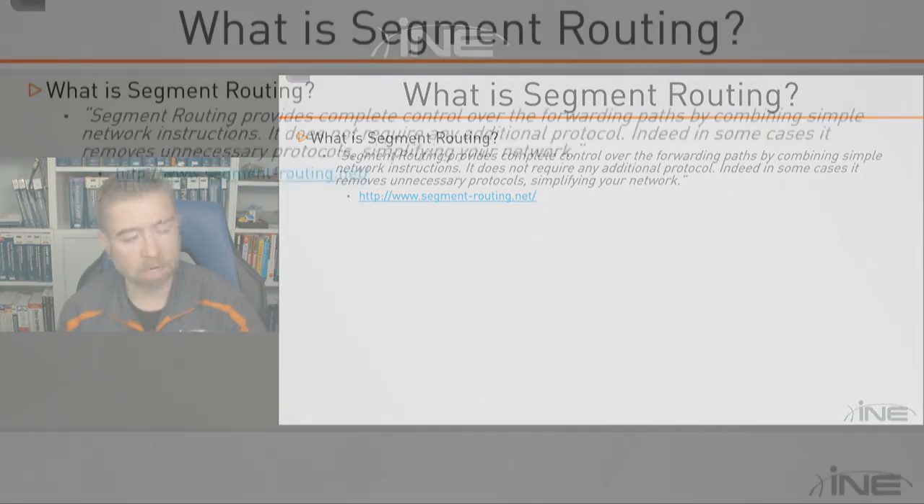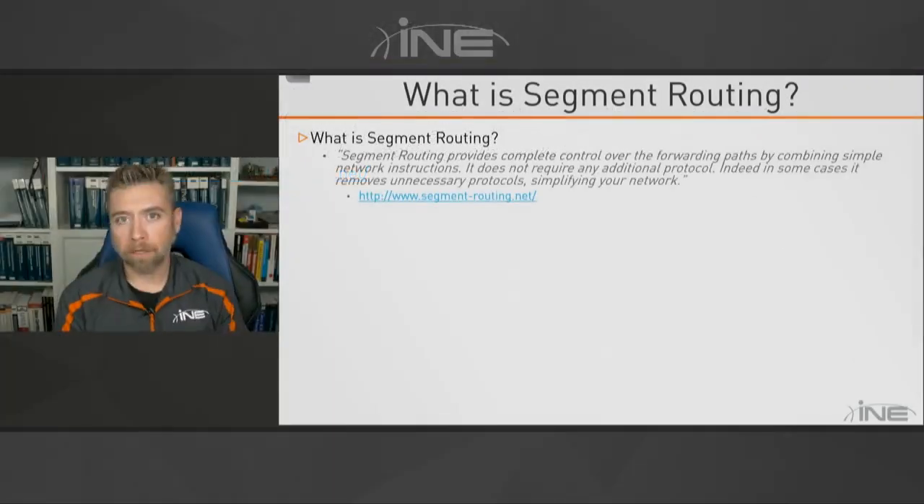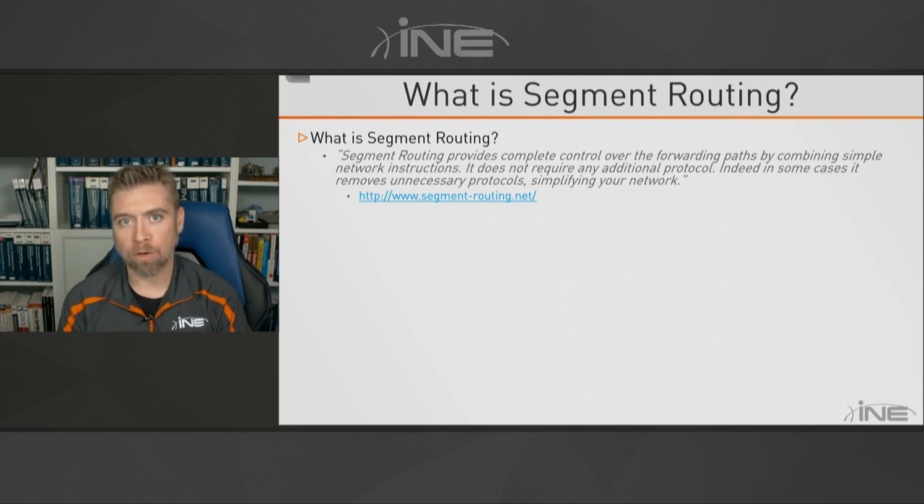But really what I wanted to talk about here is these two or three sentences that they're describing here. It says segment routing provides complete control over the forwarding path, so routing packets essentially, by combining simple network instructions. It does not require any additional protocol. Indeed, in some cases, it removes unnecessary protocols, simplifying your network. Specifically, the protocols that it is going to be removing are Label Distribution Protocol, or LDP, and potentially RSVP-TE, or Resource Reservation Protocol, when we're doing MPLS traffic engineering.